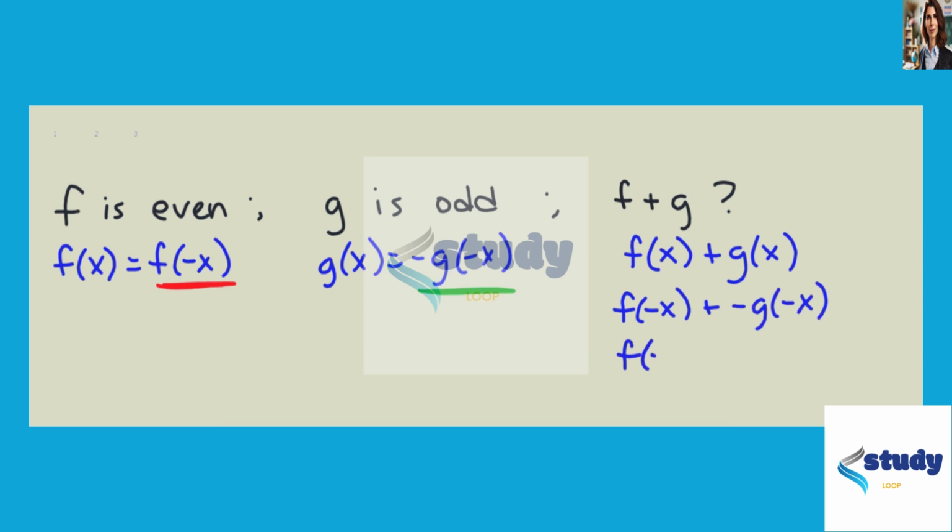So we have f of the opposite of x minus g of the opposite of x. That does not look equivalent to the original. That does not look like the opposite of the original. So it's neither odd nor even.